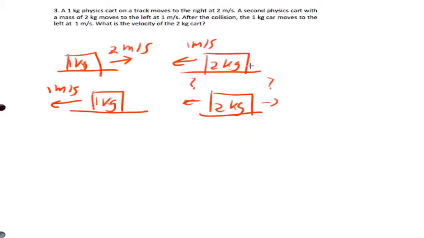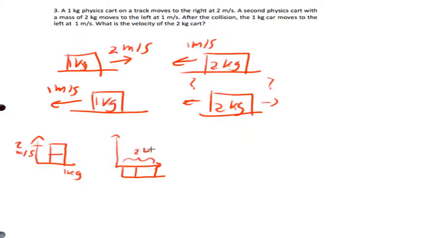So before, the bar graph is going to look like, well, we'll have 1 going up at 2. So let's label this. This will be 2 meters per second. And this will be 1 kilogram here. And here for the 2 kilogram, it's going left at 1 meter per second, so it's got to be 2 wide and 1 down. So this will be 2 kilograms here and negative 1 meter per second here.